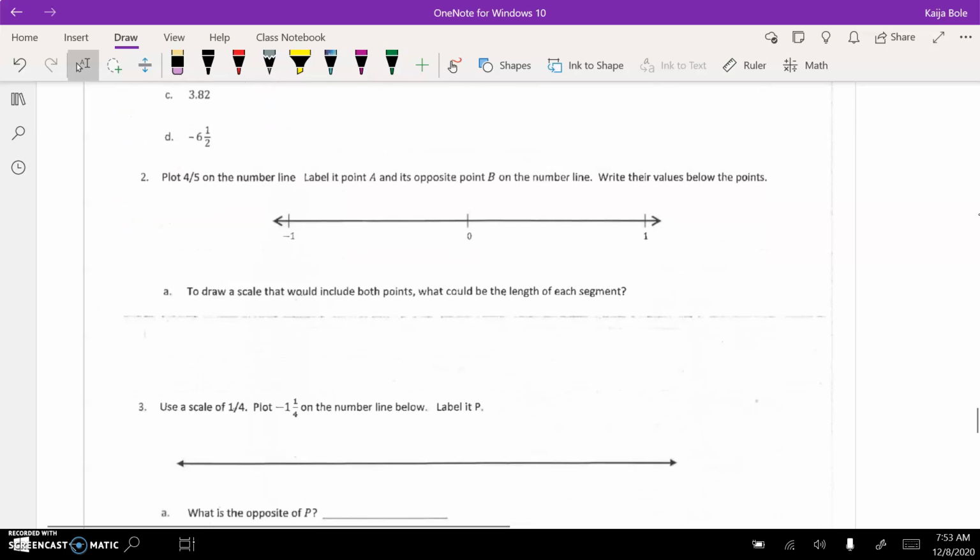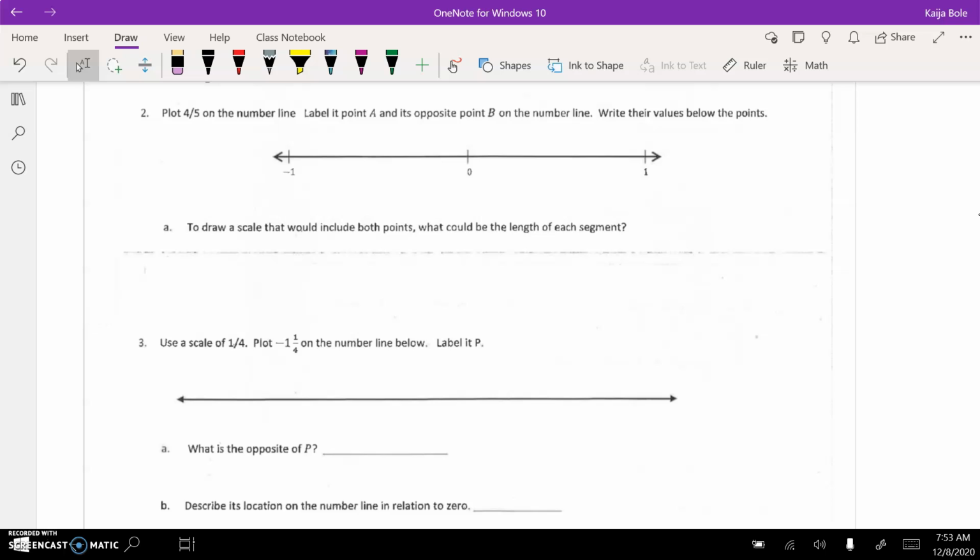Number 2, plot 4/5 on the number line. Label it point A and its opposite point B on the number line. Write their values below the points. So to draw a scale that would include both points, what could be the length of each segment? We have to get 4/5 on this number line.